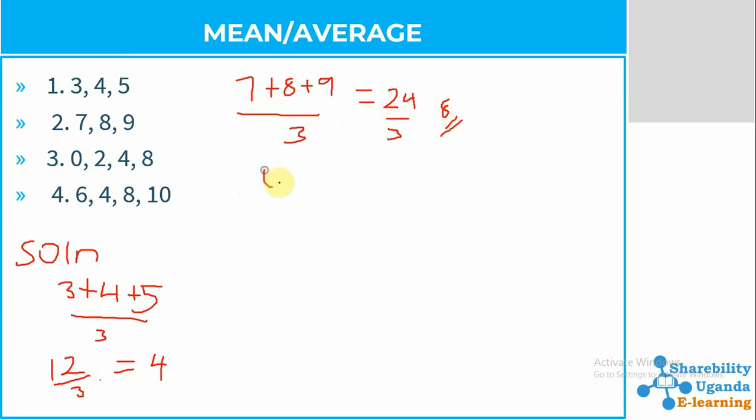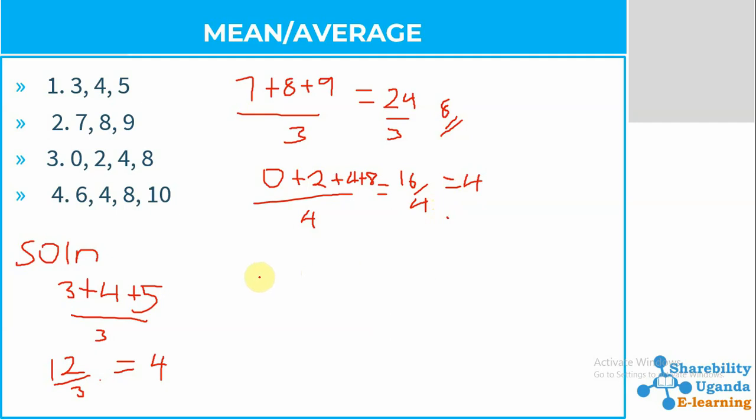Then also here we have our 0 plus 2, then plus 4, then plus 8, then divided by, how many are they? 1, 2, 3, 4. Okay, so this is going to be 4. So when you say 4 plus 8, which is 12, this is 16. So we say 16 divided by 4. Ours is likely to be 4, because 4 times 4 is 16.